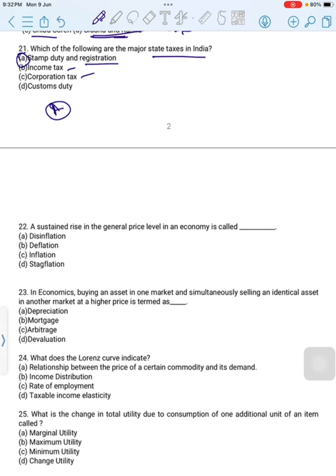Registration fee is the cost levied by the government to record the property details, and stamp duty is a tax levied on the legal recognition of the property documents. However, the stamp duty and registration charges depend on the ownership type and the transaction value of the property. Then the correct option is stamp duty and registration. Then move to the next question.